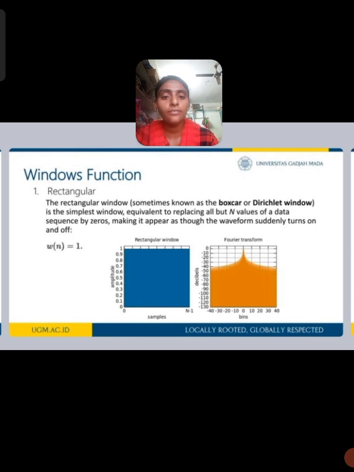The rectangular window, also known as the Boxcar or Dirichlet window, is the simplest window, equivalent to replacing all the values of the data sequence by 0, making it appear as if the waveform suddenly turned on. This is the waveform of the rectangular function. This is w(n) equals 1.